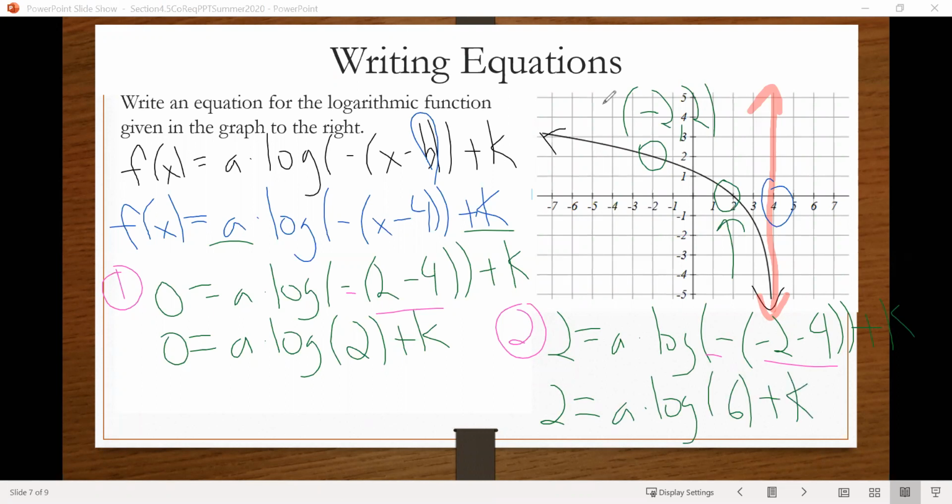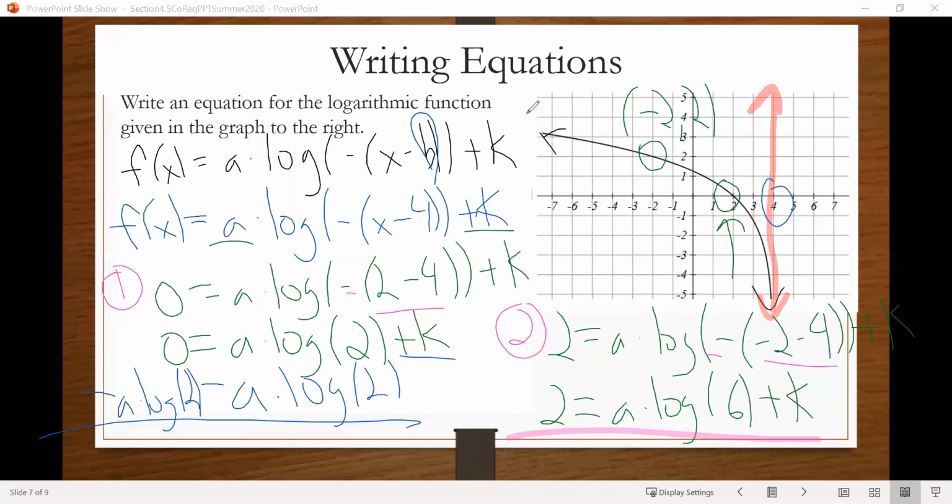All right, and now we have two formulas, this one here and this one here. And notice that we have two variables, right? We have an a and a k. And so what we might do, just kind of like we did with exponential functions, is solve for one of the variables in one of them. I think in the first formula it's going to be easy to isolate k, so we can subtract a times log of 2 from both sides.